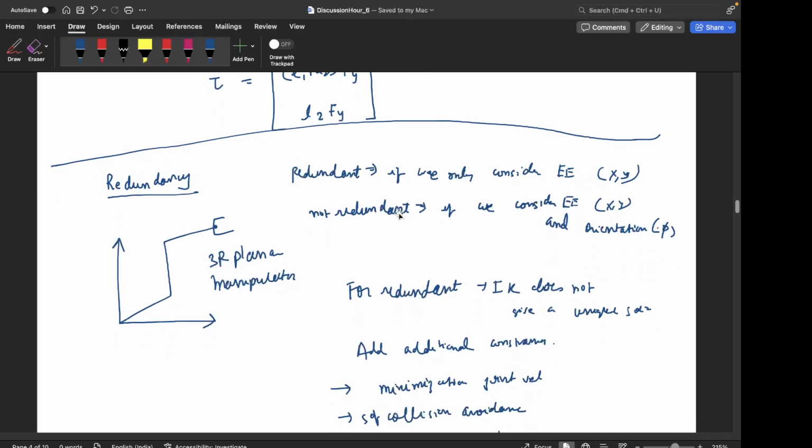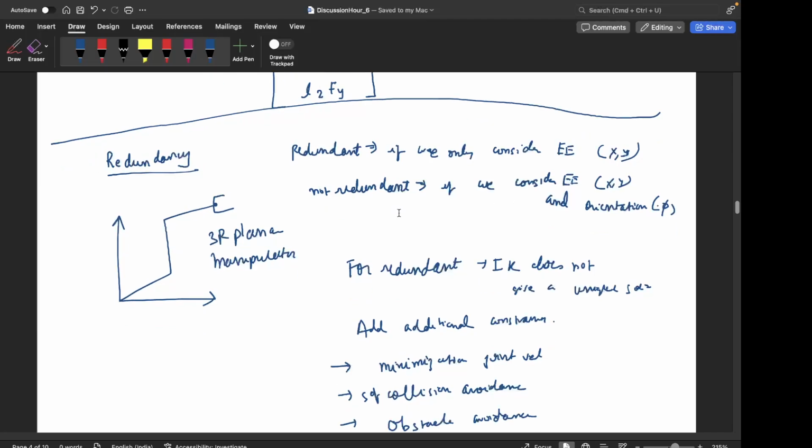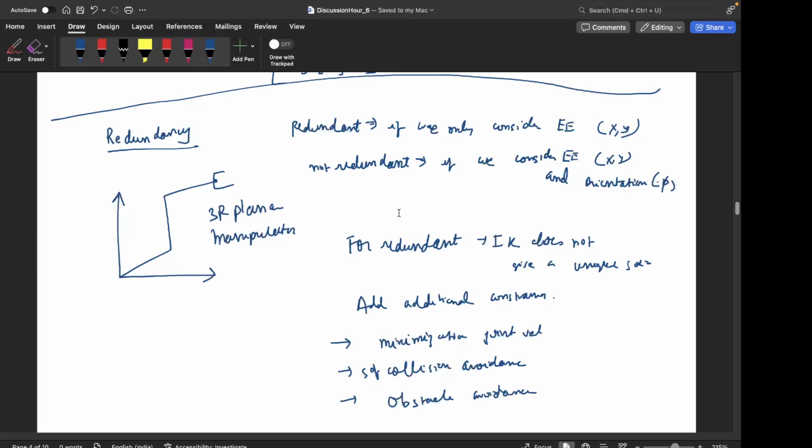And finally, we see that for redundant manipulators, we have to include additional constraints which are specific to the task that we want to achieve, which can be minimization of joint velocities, self collision avoidance, obstacle avoidance, or moving the end effector in a very specific motion. All these constraints can be included to put restrictions on the number of solutions that are valid and to get a unique solution.